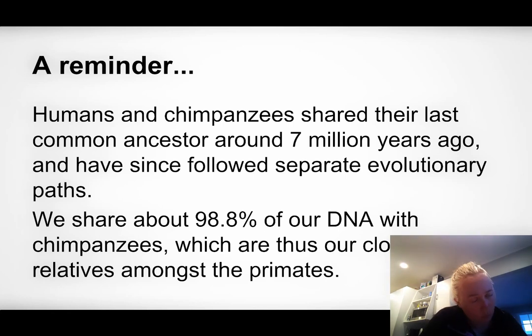And this is the reason why you still see chimpanzees. A lot of people say, oh, well, if there are still chimpanzees around, how did we evolve from them? We didn't evolve from them, we split. So we share about 98.8% of our DNA with chimpanzees, and therefore they're our closest relatives among the primates.